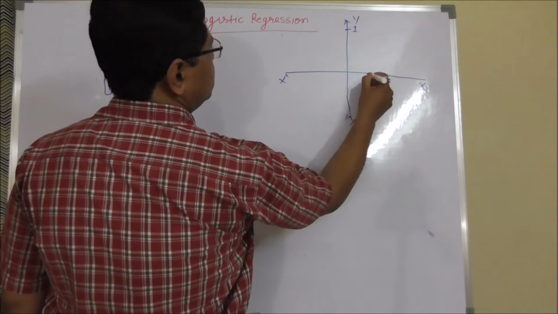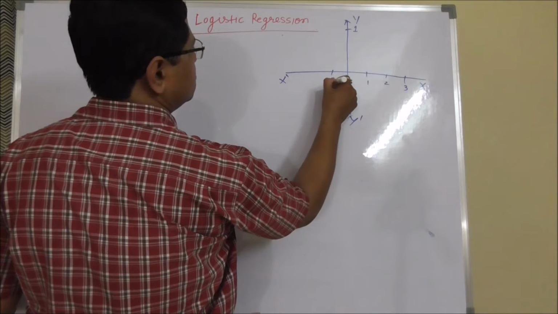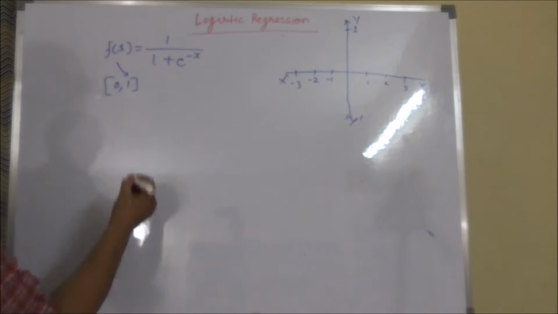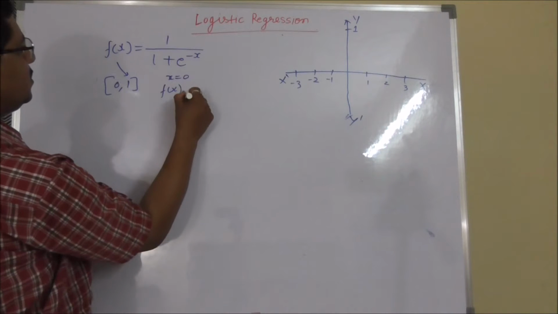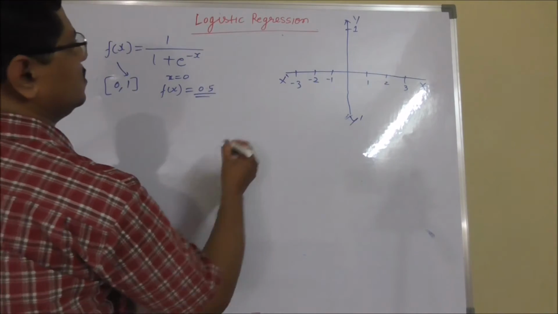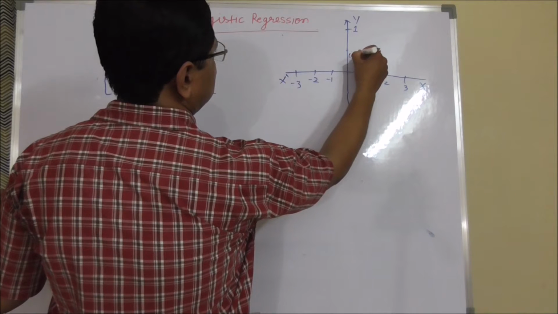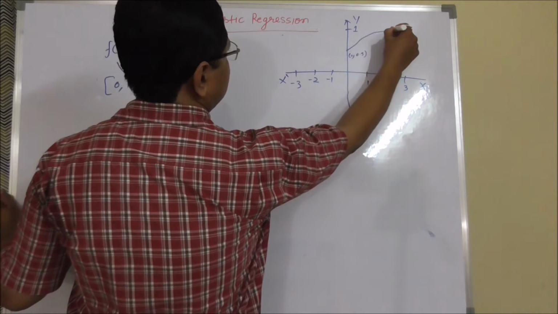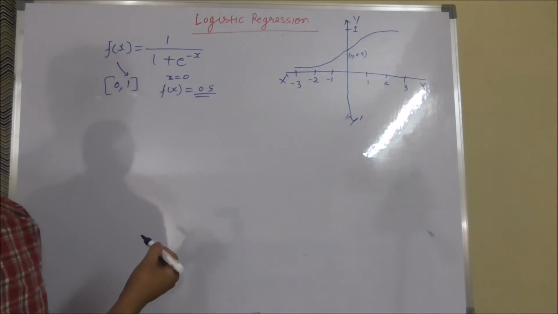Now suppose this is 1. When we take x equal to 0, the value of f(x) will be equal to 0.5. So the sigmoid function will cut the y axis here at 0 and 0.5. Now this part of the curve will be like that and this part of the curve will be like that. So this is an S-shaped curve.